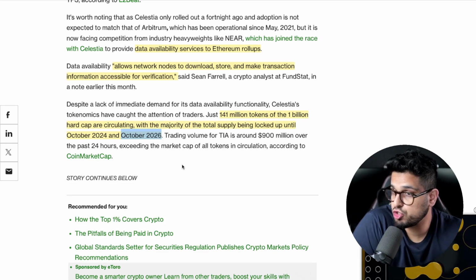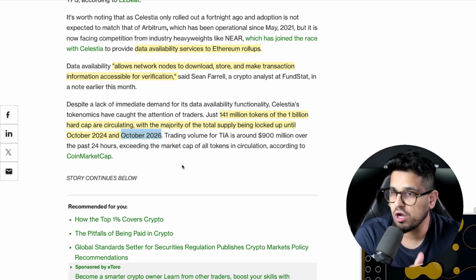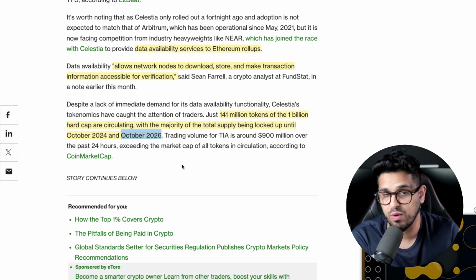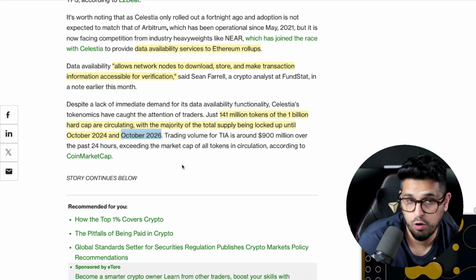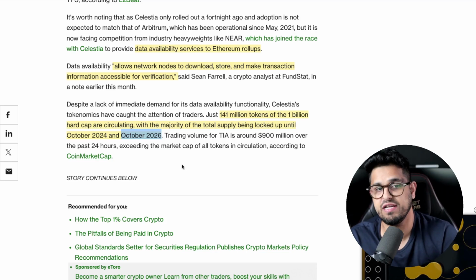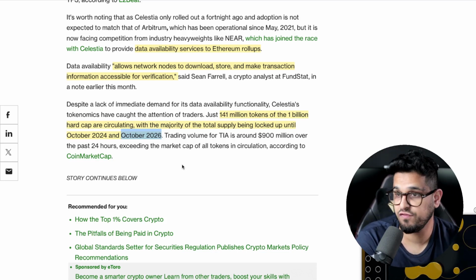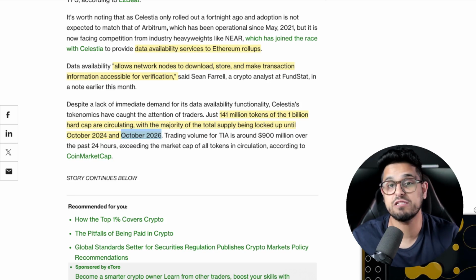So if you're a trader and you don't mind about these lockups, you're trying to get in and out of the market, these lockups aren't going to affect you, right? You're going to get in the market, you're going to wait for a pump, you're going to trade, you're going to get out. But for people who are looking to long-term hold this project, you have to be aware of when the tokens are going to be released. And if there's going to be an October 24 release, expect a dump. If there's going to be another big release in October 26, expect another dump as well.